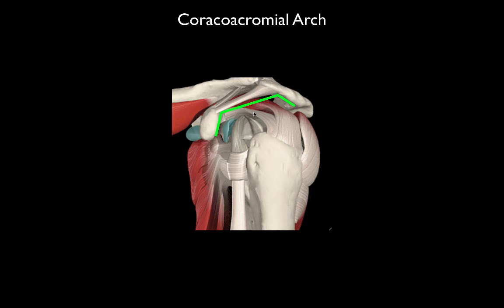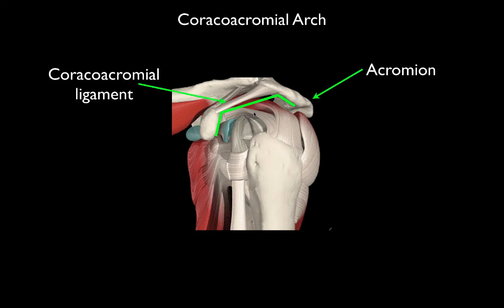So what makes up this arch? We have the acromion process here, the coracoacromial ligament here, and it attaches over here on the coracoid process of the scapula. This is the anterior surface of the scapula, and here's the posterior.